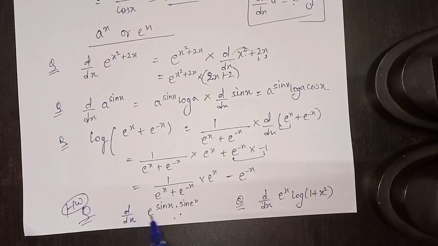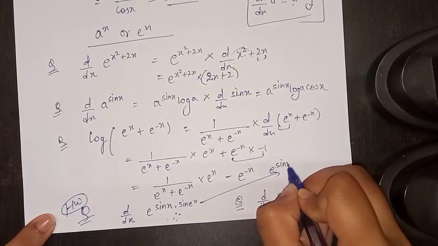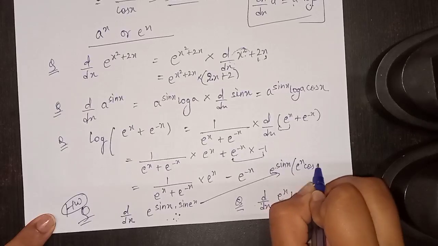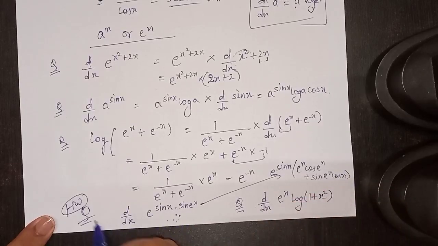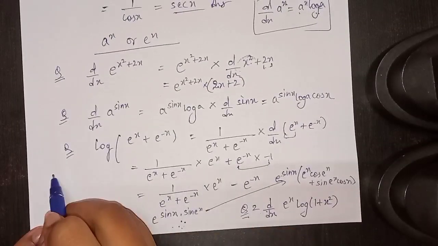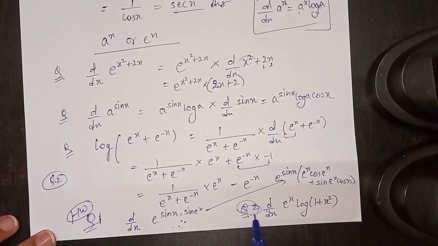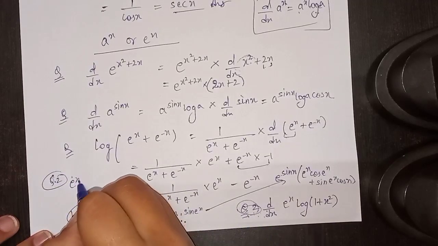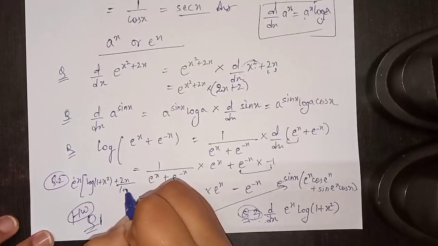Answer for this question is, wait a second. E to the power sin x, e to the power x cos e to the power x, plus sin e to the power x cos x. This is the answer for question 1. And the answer for question 2, I'll be writing it here. It is getting very jumbled, but try to manage. And answer 2 will be e to the power x log 1 plus x square plus 2x divided by 1 plus x square.